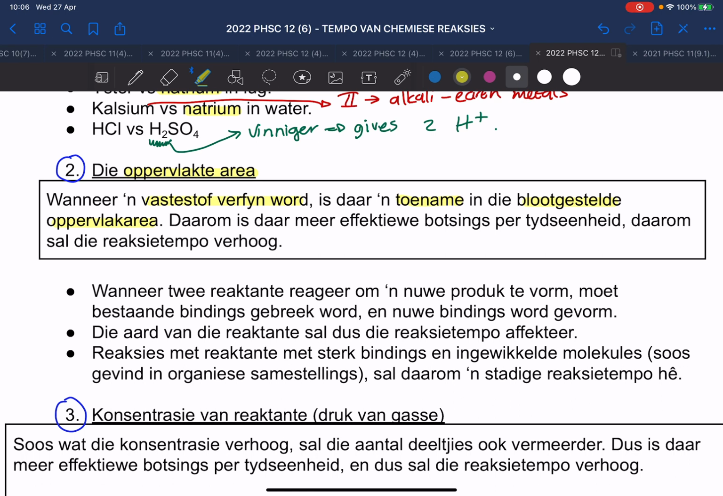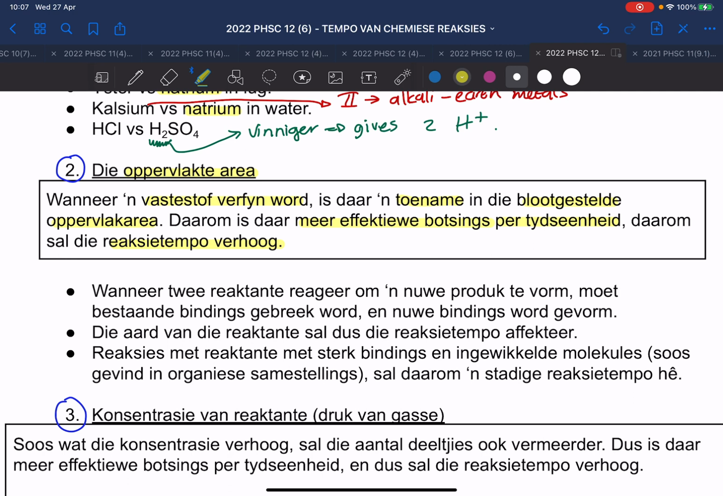Okay, so julle gaan vir jou sê, jy het byvoorbeeld, en ons gaan nou 'n prakties doen, jy het byvoorbeeld zinc metaal, zinc granules, and you have zinc powder. Which one reacts faster? The powder. And then they're going to ask you to explain, then you're going to say, when it is then the exposed surface area is increased, and then you're going to say, and this is where you get your marks. You're going to say, thus, more effective collisions per unit time. More effective collisions per unit time, and thus the rate of the reaction increases.